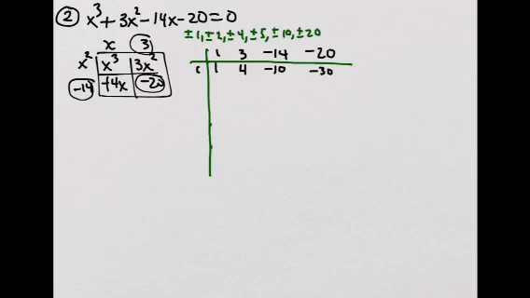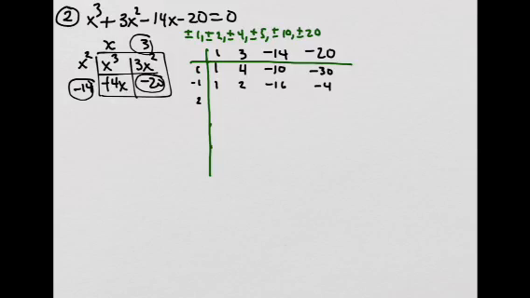So I'll try negative 1. Bring down the 1. 1 times negative 1 is negative 1, plus 3 is 2. 2 times negative 1 is negative 2, minus 14 is negative 16. And negative 16 times negative 1 is 16, minus 20 is negative 4. Okay, so that one didn't work.